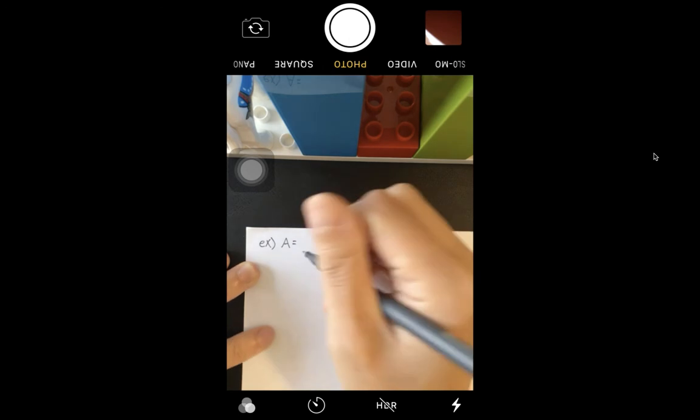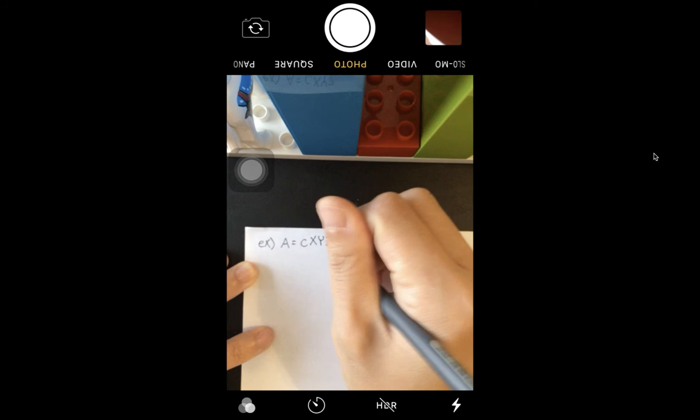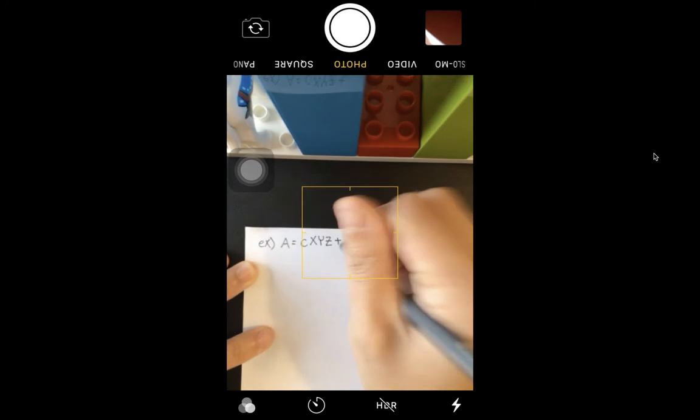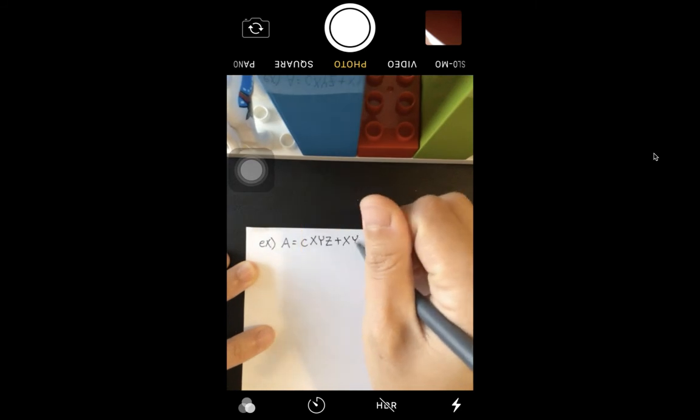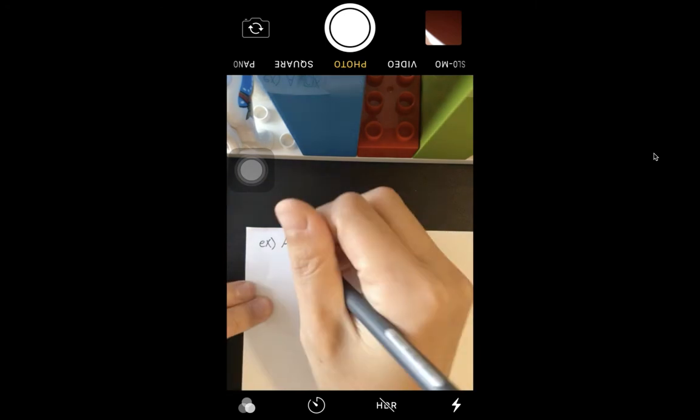So it's A equals C X Y Z plus X Y Z squared. So many letters. That's why it's complicated. And what you're going to do is they're going to ask for you to solve for C. So can someone shout out, what's the first thing I have to do?